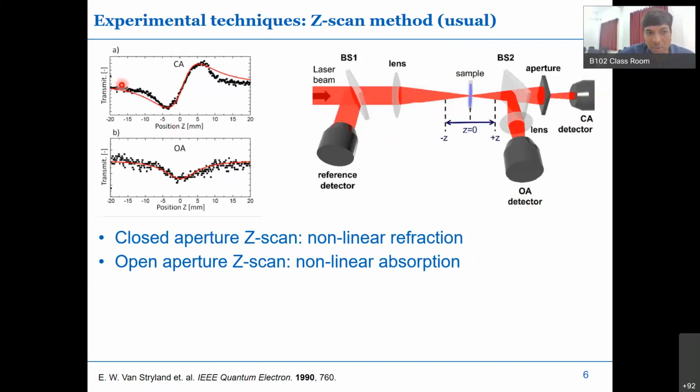And if you look at the plots, in the case of closed apertures it will form a sigmoidal plot like this, and the other one is an inverse Gaussian curve, such as this. So this is a typical architecture, or typical setup, where we start measuring the absorption cross sections. But this has a limitation.